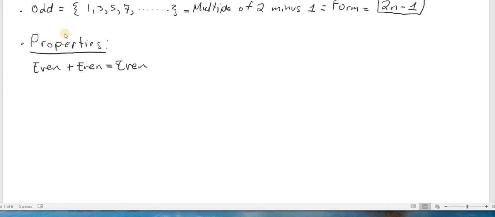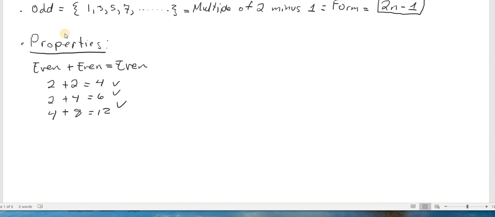Well, let's test it. Something easy, right? 2 plus 2 is 4. Or what about 2 plus 4? 6. Or, I don't know, 4 plus, what do you want? 8. 12. So, it works. So this is a property.